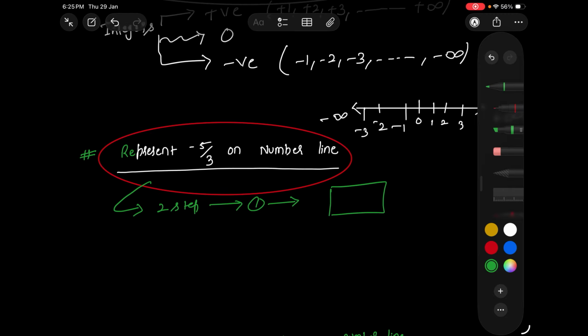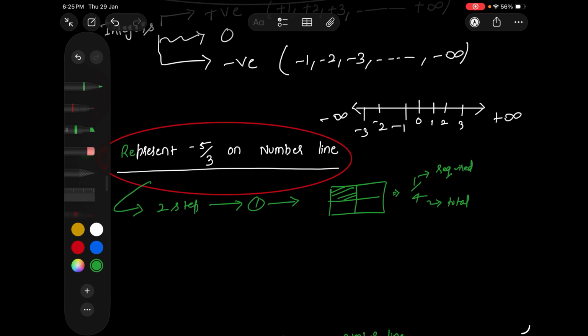Suppose there is a square which is divided into four parts, and if one part is shaded, how do we represent this part? We represent this part simply as 1 upon 4. 1 is what is required, 4 is total.